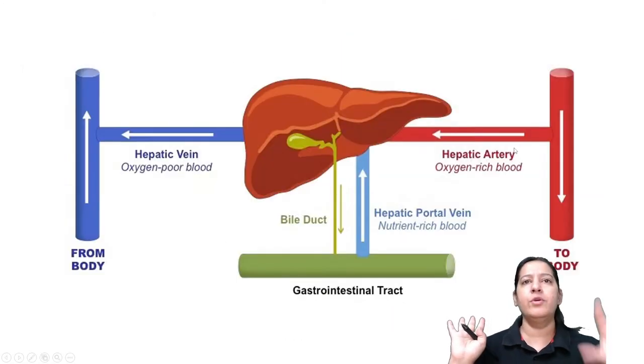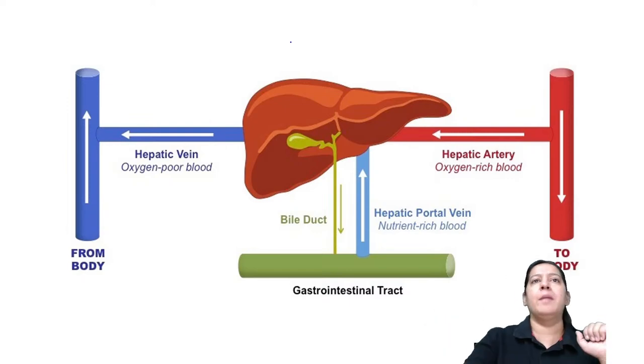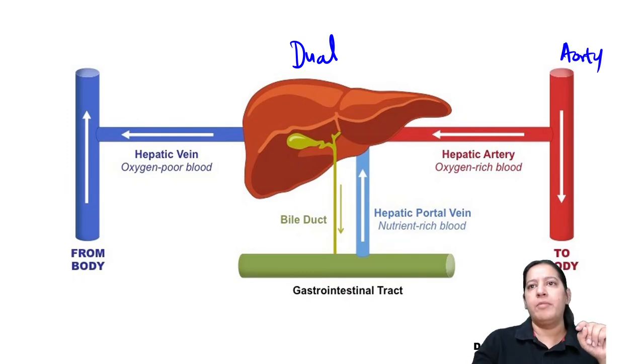Okay. So you can see this is the liver. This is the dual blood supply of the liver. Beautiful diagram. The pure blood is coming via the aorta. This is the aorta. The aorta is giving pure blood via the hepatic artery.